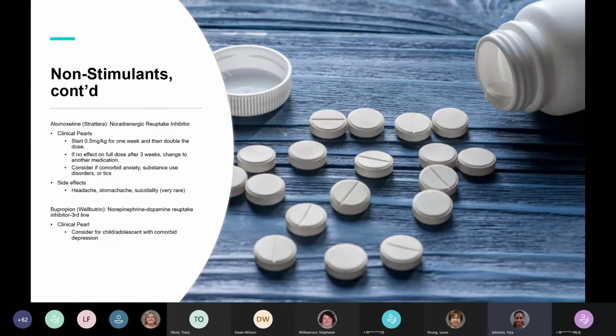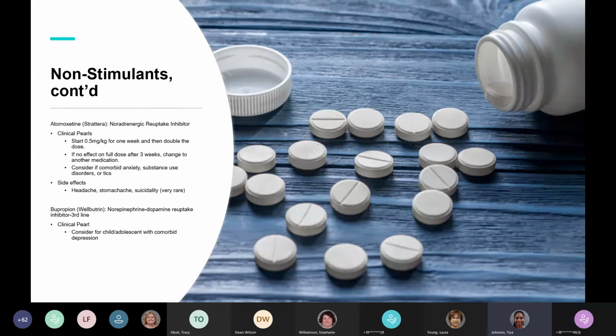When you're starting it, it's just to prevent side effects. That's why you're doing that 0.5 milligram per kilogram for that first week, and then you'll double it for the next week, and then stay at that dose for about 3 weeks. And if you don't get any effect on that dose after about 3-4 weeks, go up on the dose until you get to the maximum dose of Strattera. If you're at max dose after 3 weeks and no effect, change to another medication.